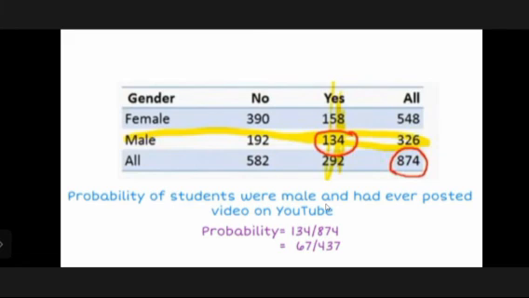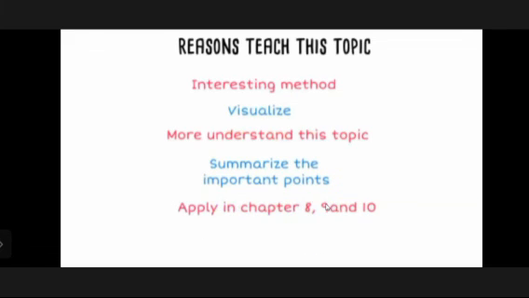Okay, nice. So, we come to the end. The reason we teach this topic is because we want to use an interesting method, which is to visualize this chapter so that you can understand this topic more. We also summarize the important points in this presentation, and this technique can be used in chapters 8, 9, and 10. That's all. Thank you for listening.